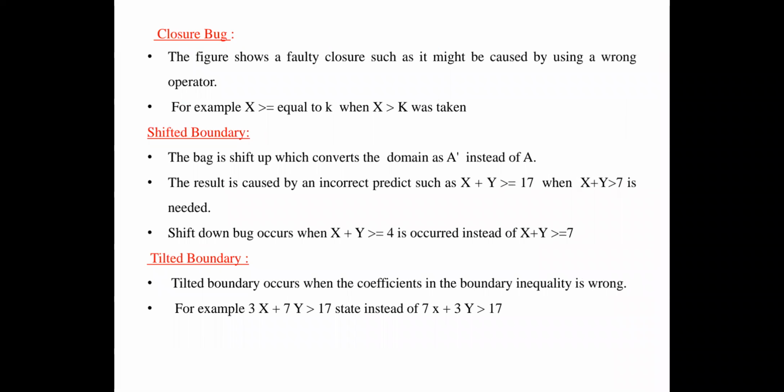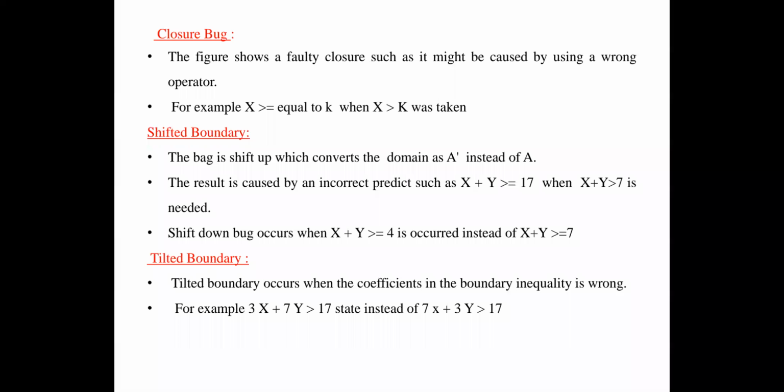So, closure bug. The figure shows a faulty closure, meaning the closure has to be in one position, but it is showing another faulty closure, which is not the correct closure. It might be caused by using a wrong operator. Obviously, the shifting and the missing will all be done according to the wrong evaluation. So the operator you have taken is the wrong operator.